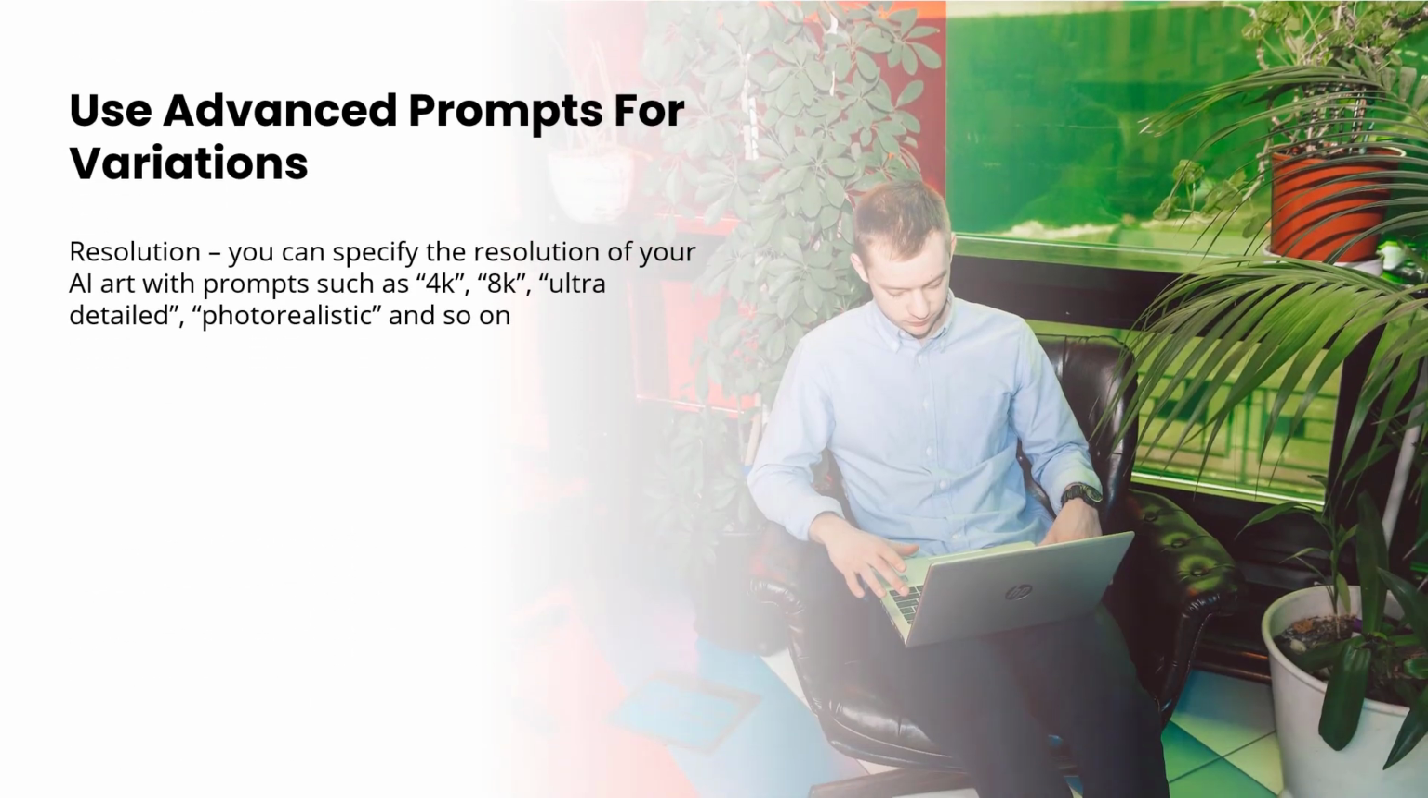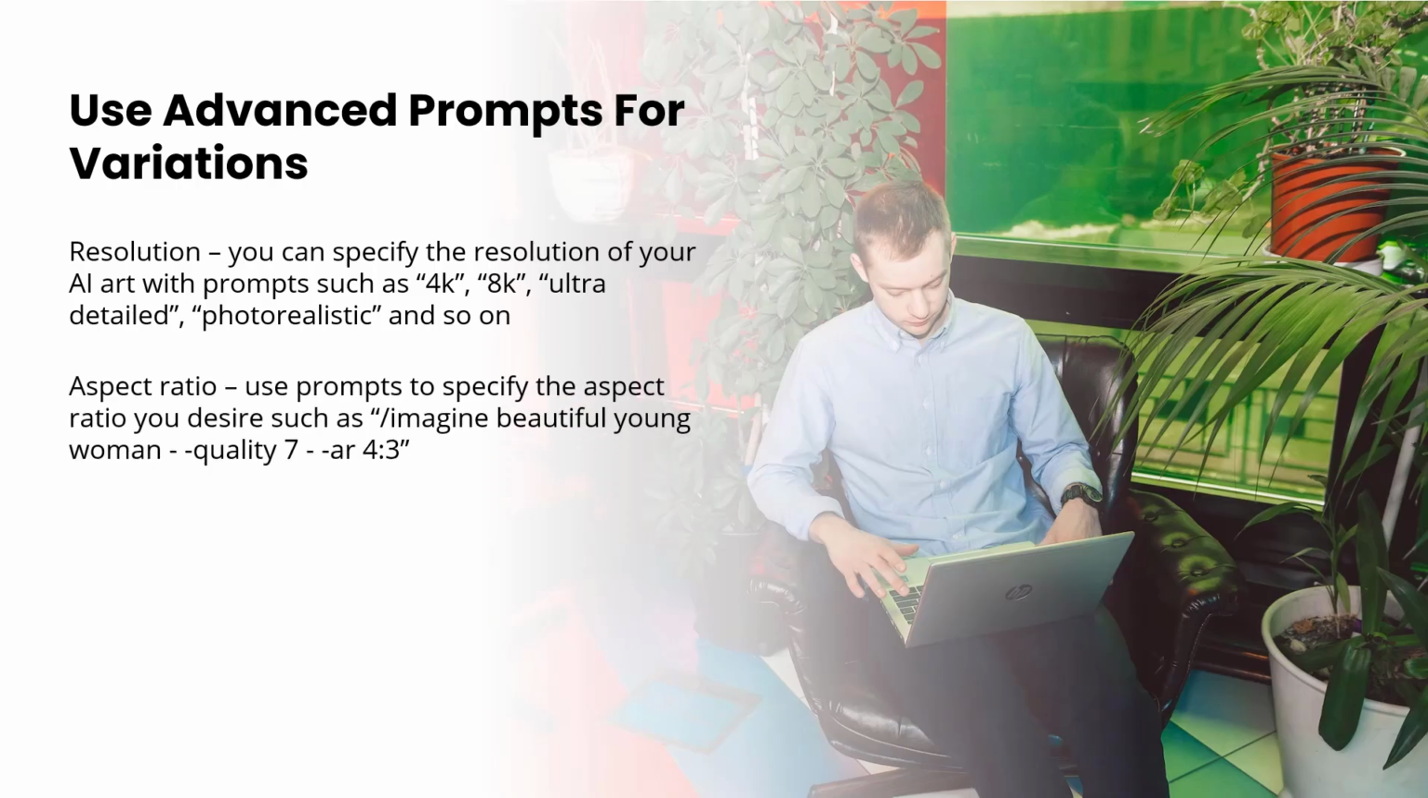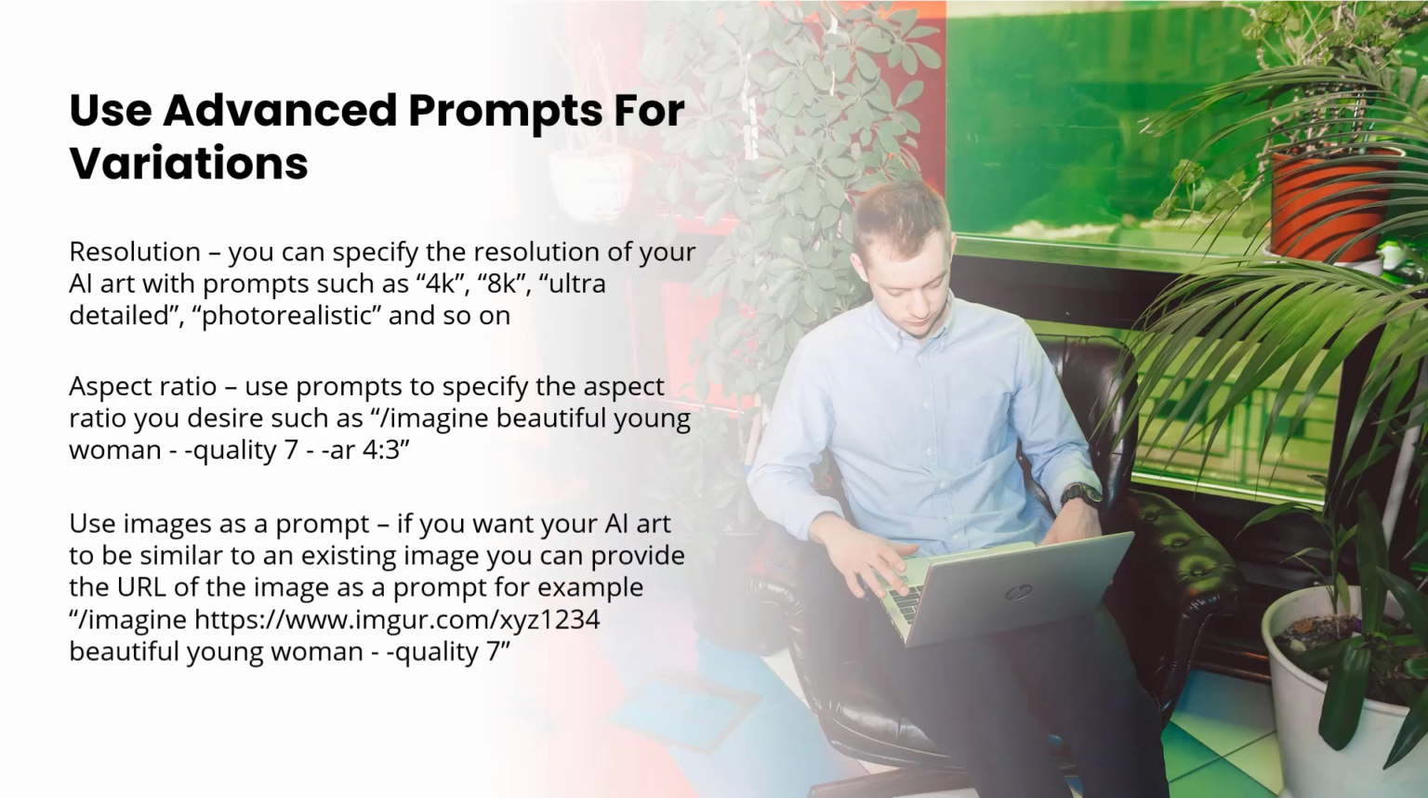Resolution. You can specify the resolution of your AI art with prompts such as 4K, 8K, ultra detailed, photorealistic, and so on. There are two standard settings you can use, which are HD and quality. So an example could be /imagine beautiful young woman, quality 7. Aspect ratio. Use prompts to specify the aspect ratio you desire, such as /imagine beautiful young woman, quality 7, AR 4:3.